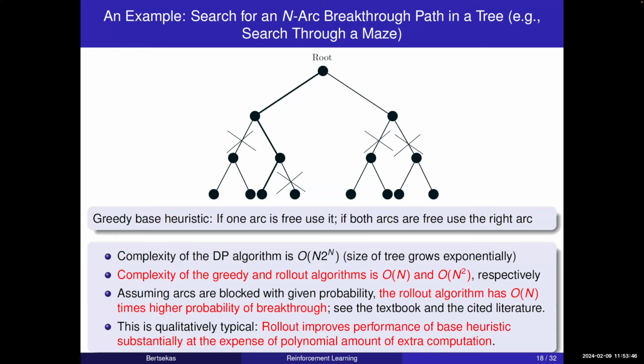The analysis of this you can find in your textbook and the cited literature. But the point of this slide is to show that this is a qualitatively typical example of what you can expect from rollout in general. There's no guarantee. But rollout improves the performance of the base heuristic substantially at the expense of a polynomial amount of extra computation, which is something that you saw in your homework assignment, I guess, 2 and 1 as well.